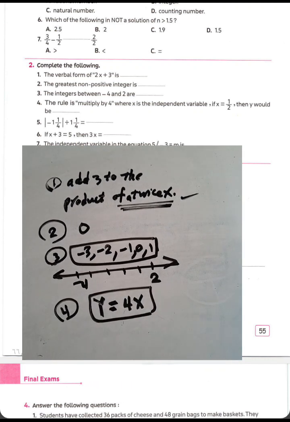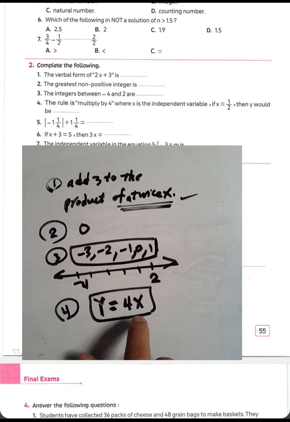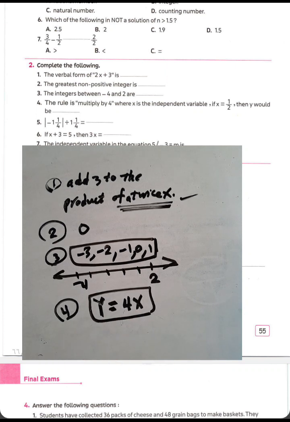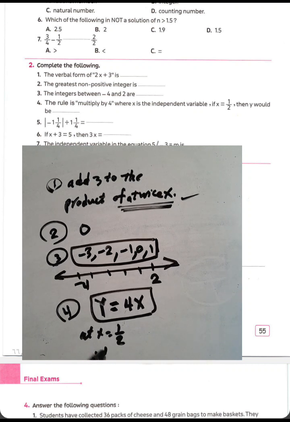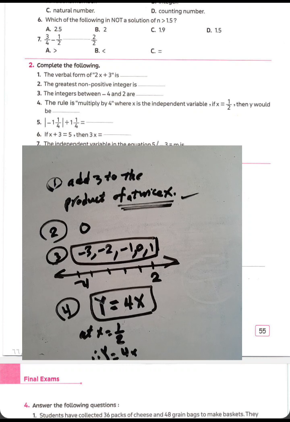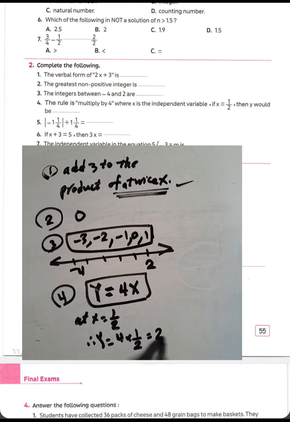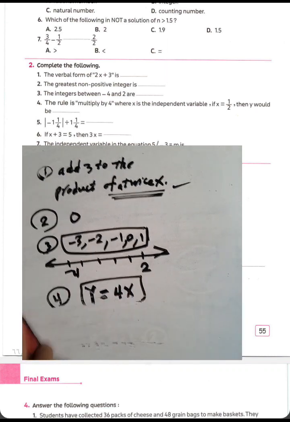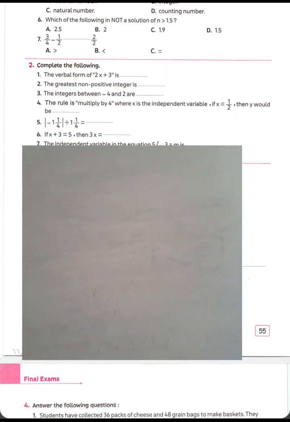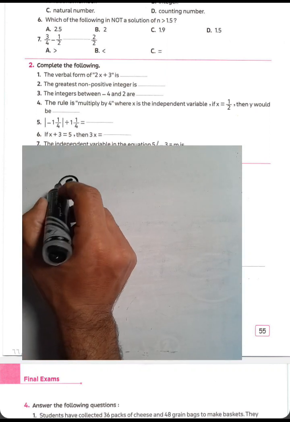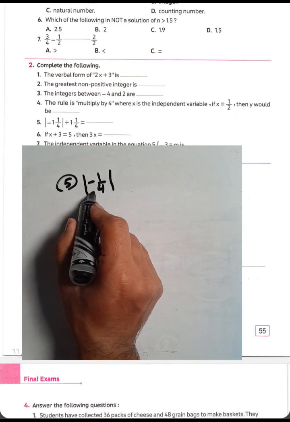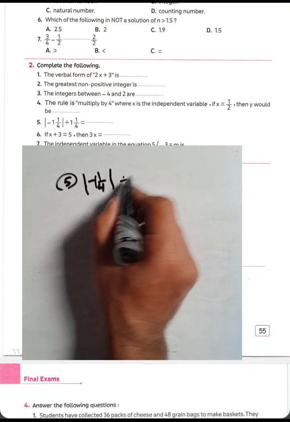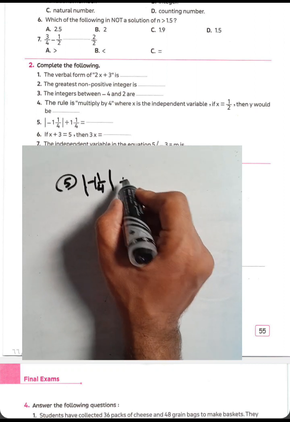This expression tells us in this example, multiply by 4. X here we call independent, and y dependent. Then we want to find the value of y when x equals half. At x equals half, y will be equal to 4 multiplied by x. X here equals half. 4 multiplied by half will be equal to 2. The result for question number 4 will be 2. It's the value of the expression. Next question number 5. Absolute value of -1 and 1 over 4, divided by 1 over 4.